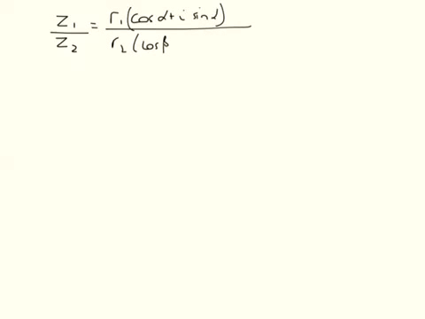If I have those same two complex numbers and I want to have a look at what happens when I divide them. So I end up with R1 cos alpha plus i sine alpha, brackets, all over R2 cos beta plus i sine beta. Now, if I want to have a look at these, I need to multiply that fraction by the complex conjugate of the denominator. So it'll be cos beta minus i sine beta.